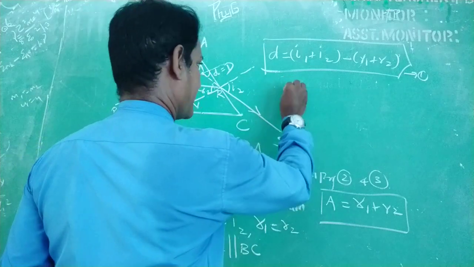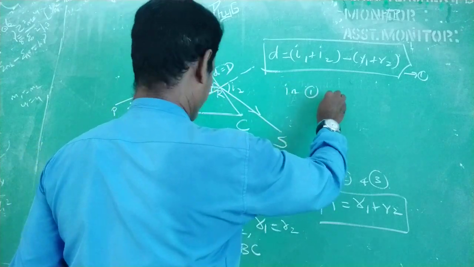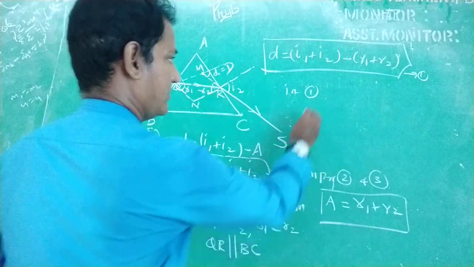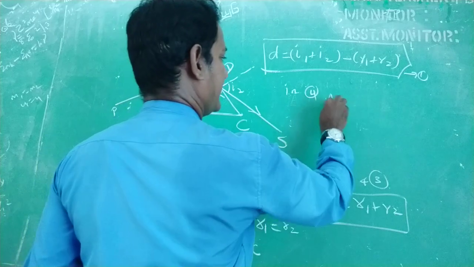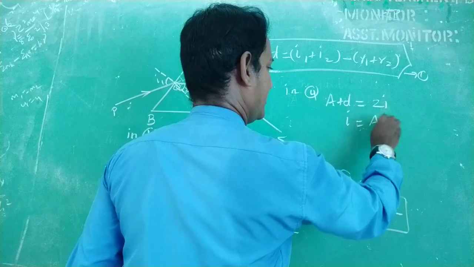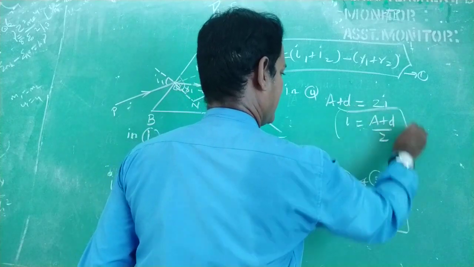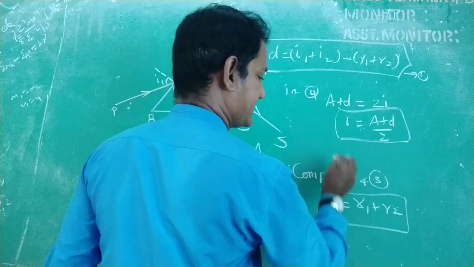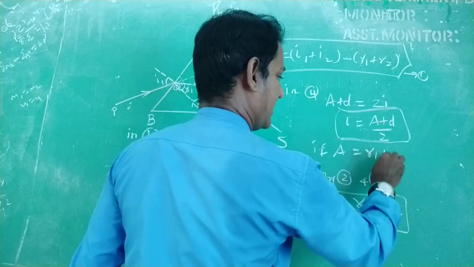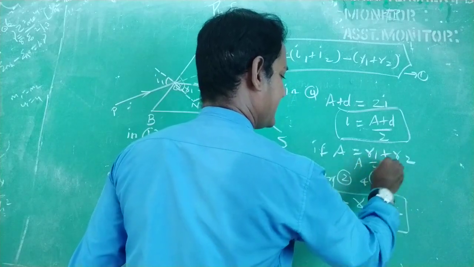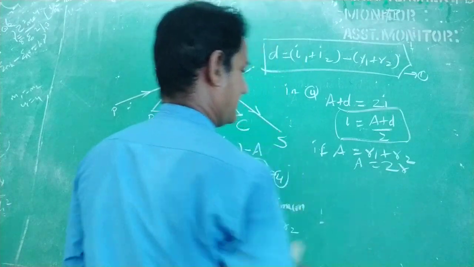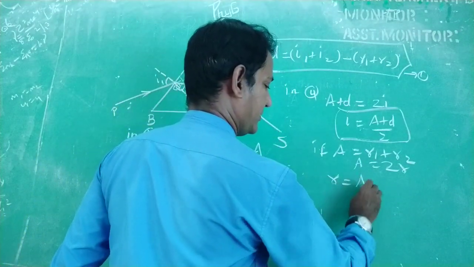So in equation 1, take this as 4. In 4, A plus D is equal to 2I, or I is equal to (A plus D) by 2. Since A is equal to R1 plus R2, then A is equal to 2R, so that R is equal to A by 2.